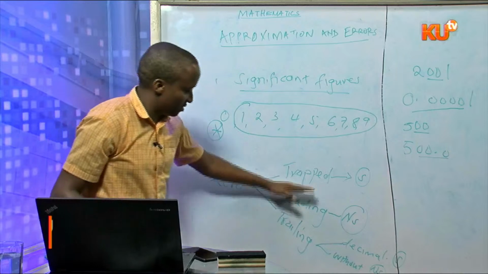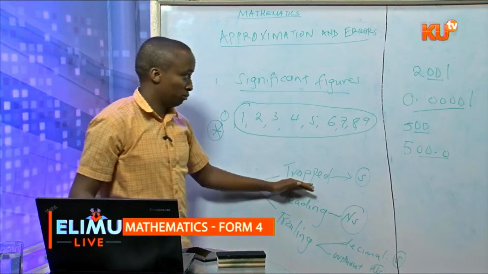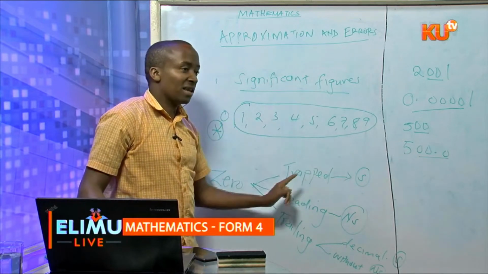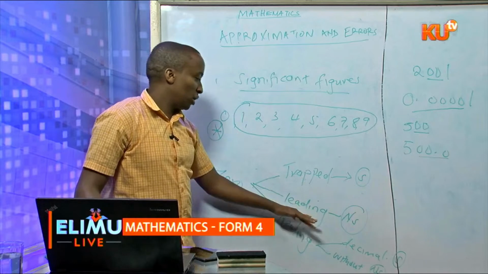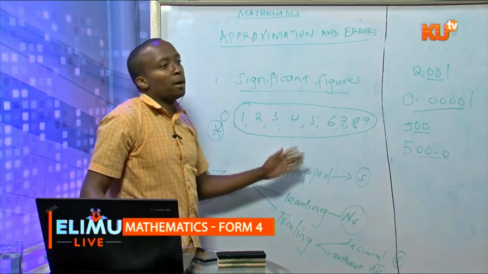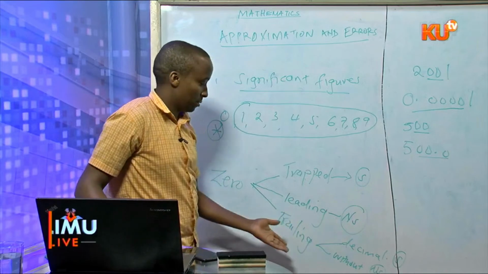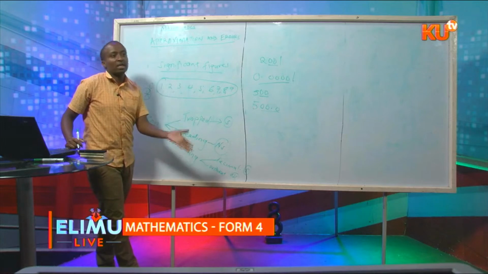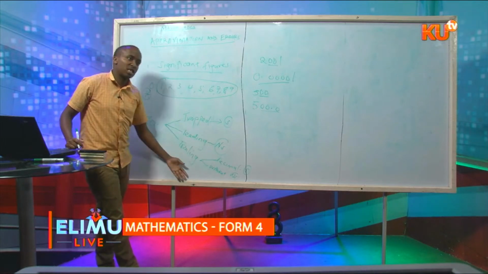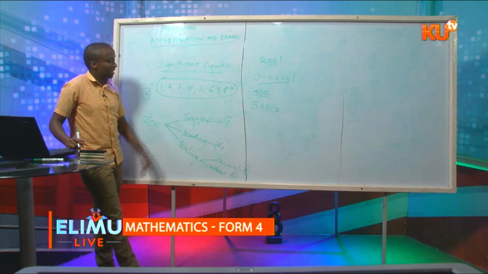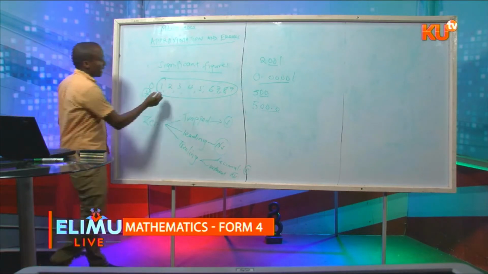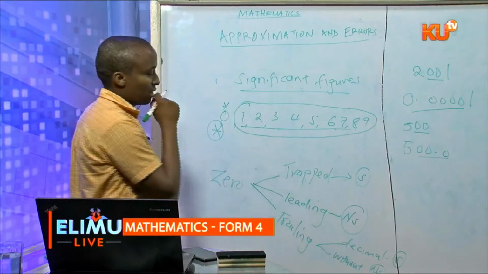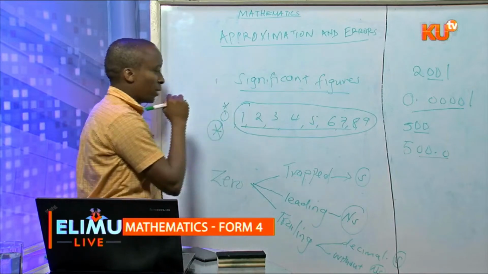So you need to understand these three types of 0 that you have. Trapped zeros, zeros in between the numbers, are significant. Zeros which are leading before any other number are not significant at all. And trailing zeros have two conditions. If they have a decimal point, automatically they are significant. If they don't have a decimal point, they are not significant. Let us do examples. Automatically all other numbers are significant, but 0 has conditions. You have to understand this. This is one of the subtopics of this topic.